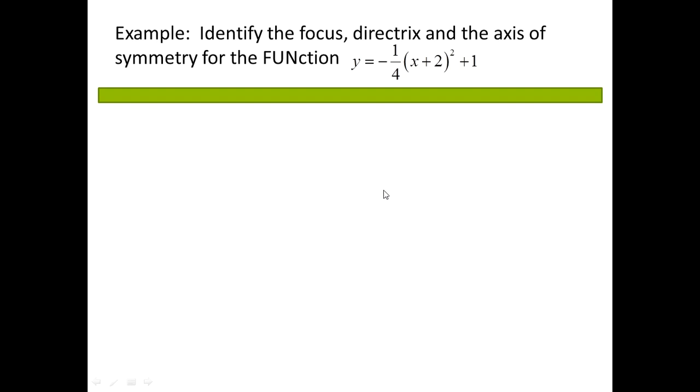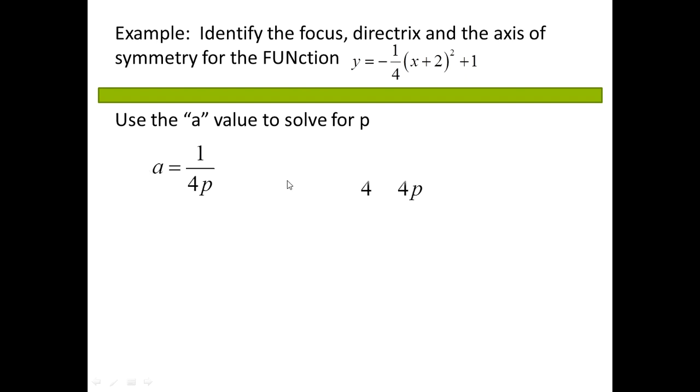So let's take a look at an example. Identify the focus, directrix, and the axis of symmetry for the function y equals negative 1/4 (x plus 2) squared plus 1. We're going to use the a value in order to solve for p, because once again, once we know p, we know the focus and the directrix. So in this case, my a value is negative 1/4, so we can see very clearly here that p has to equal negative 1.